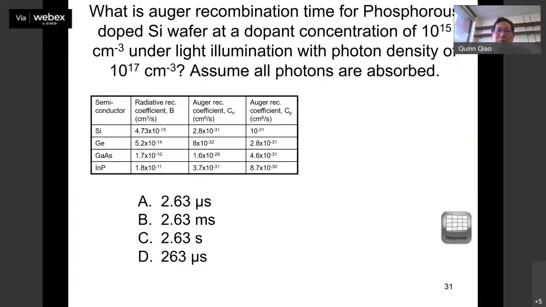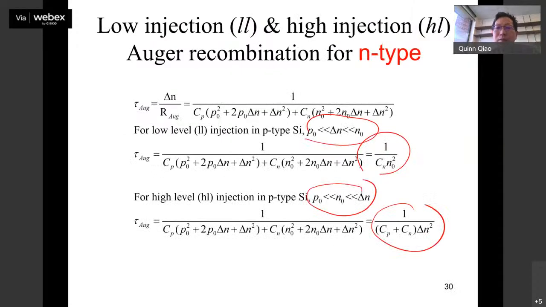Now let's take a look at the example. First, you look at this: majority carriers 10 power 15, right? The delta n, or the excess carriers, 10 power 17. So this is a high-level injection, right? And then what material is this? This is also silicon, right? And then what recombination is this? Auger recombination. This is phosphorus, so N-type doped, auger, right?